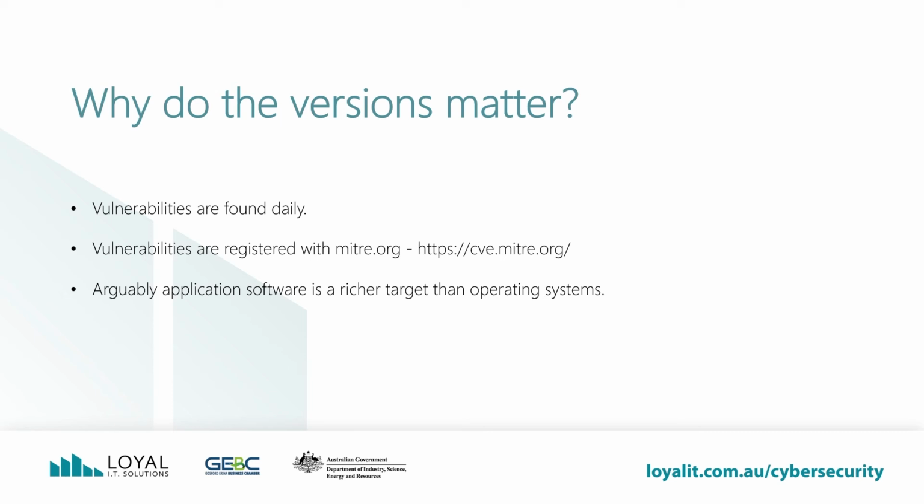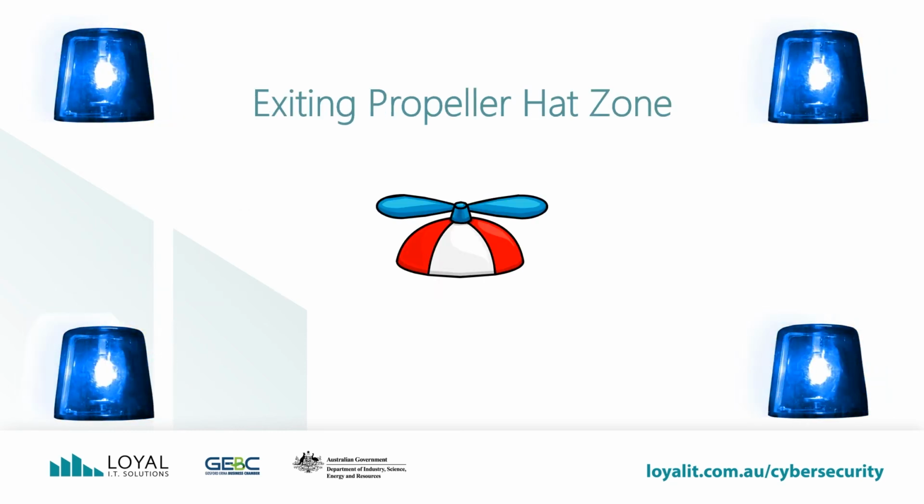Arguably, application software is a richer target than operating systems because applications may not have the resources to develop their software that operating system developers have. This could mean the vulnerability could go unpatched for an extended period, or in some cases, where the developer has gone out of business, never. We're now exiting the propeller hat zone. Now we know why it's important to patch applications.